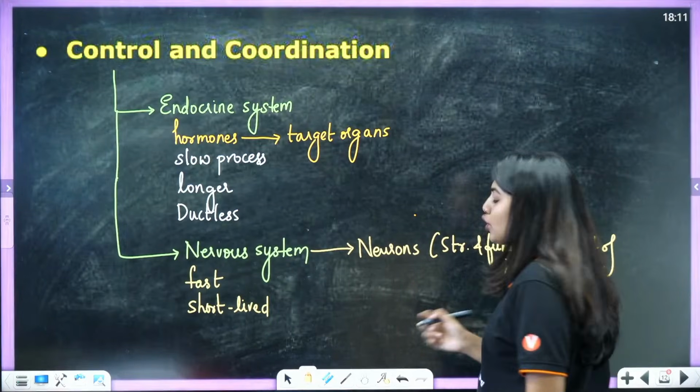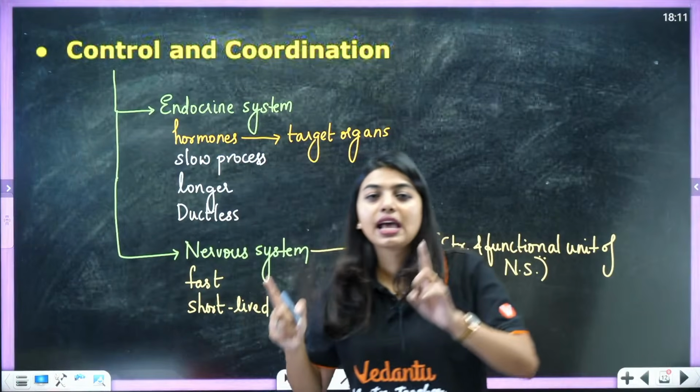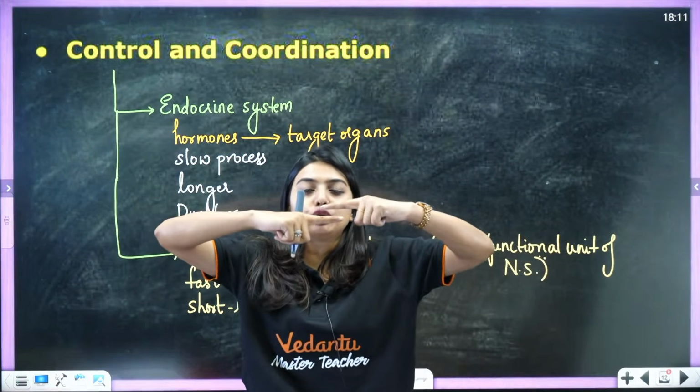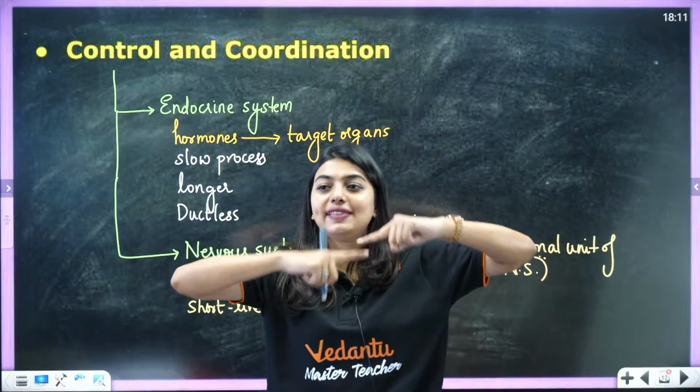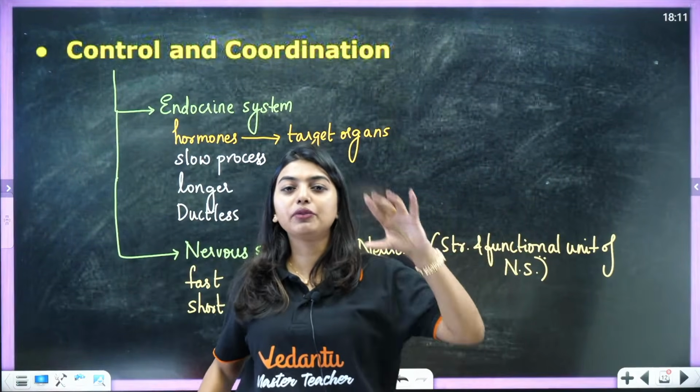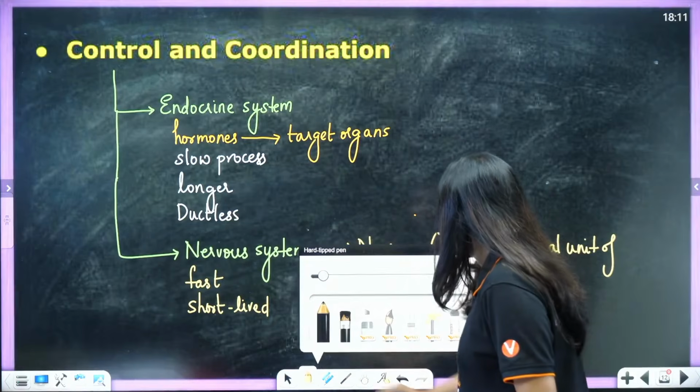So, from one neuron to another neuron, they will transfer electrical impulses, and between the two neurons there will be a gap. Their chemical synapses will happen with the help of neurotransmitters.